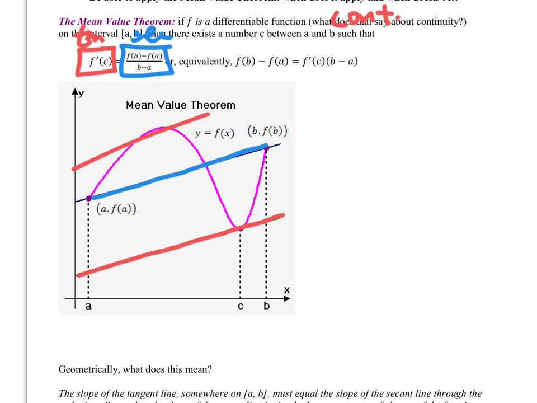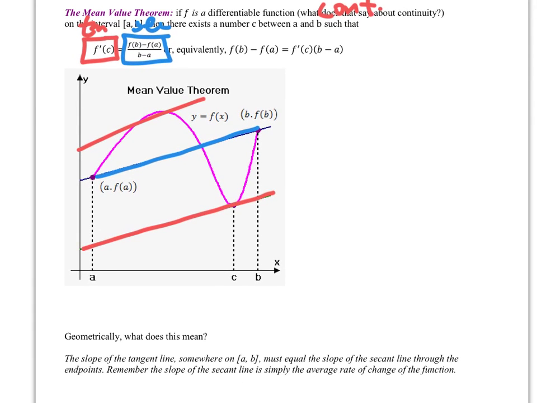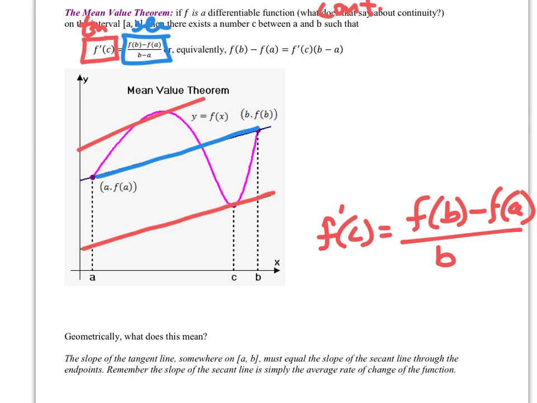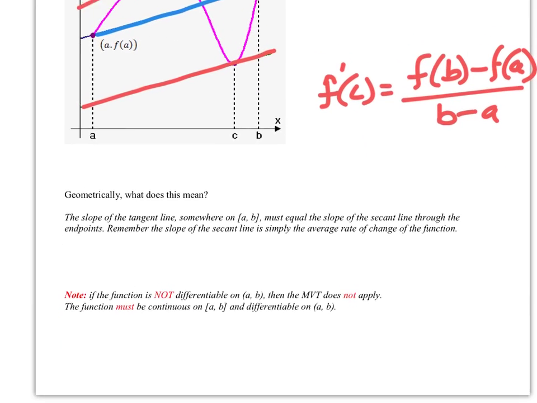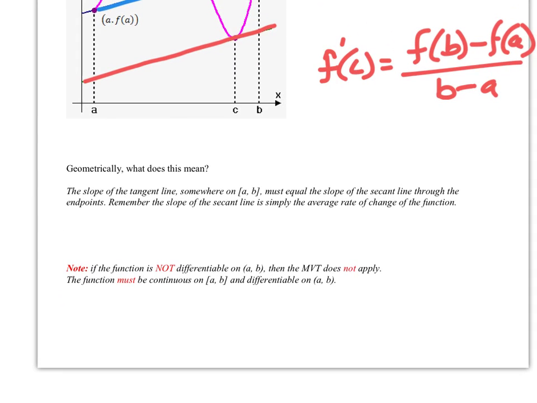But at least one spot between a and b, there must be a value c such that f prime of c is equal to f of b minus f of a over b minus a. All that means is the tangent line slope has to equal the secant line slope somewhere on that interval.